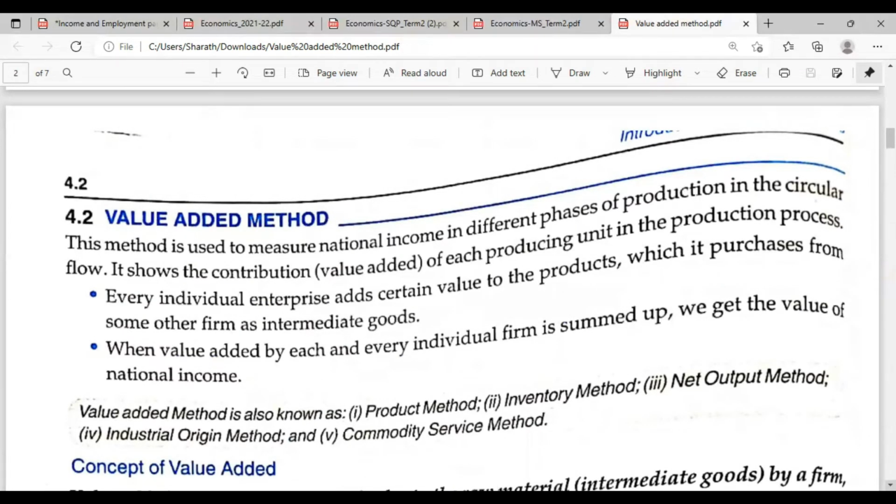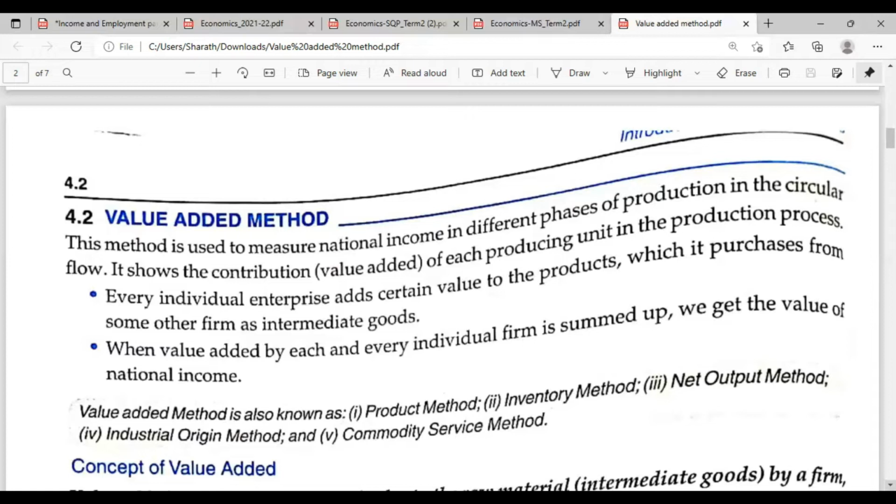So what is this value added method? The name itself tells you that the national income is going to be derived by accumulating, or adding, all the value addition made by the firm in their production process. Let me make it even simpler. If a firm is transforming any good by using a certain set of inputs, definitely while transforming that good, they are going to add certain values. Those values can be treated as value addition.